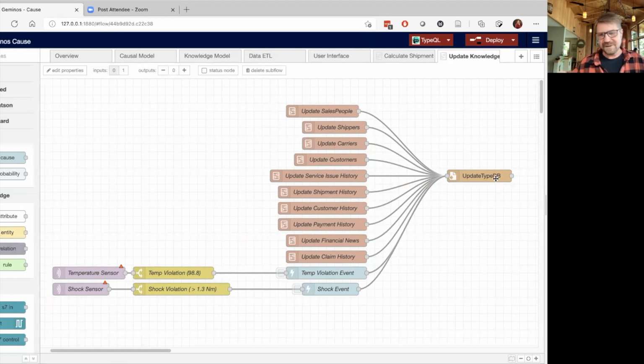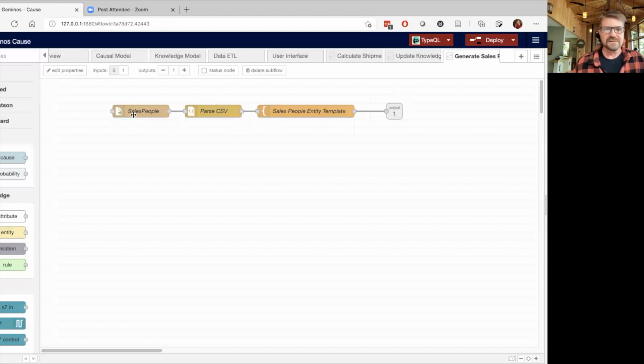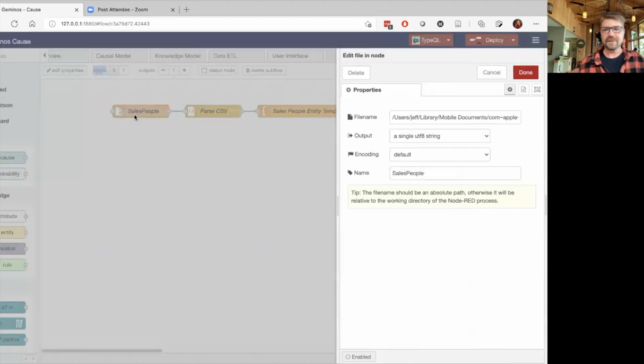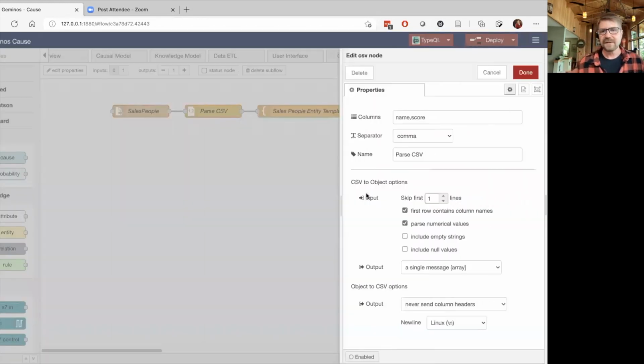This is the piece we don't have working yet. This is something we're working on right now. But essentially all we're doing here is taking inputs from data sources. Let's open up one, update salespeople. So salespeople may come from a file, right? That may be the way you initially start it. Double click on it. So this might be the file here. It comes in, you parse it. Node-RED has a CSV parser, of course, and you can go in and set properties and what you're doing with it.